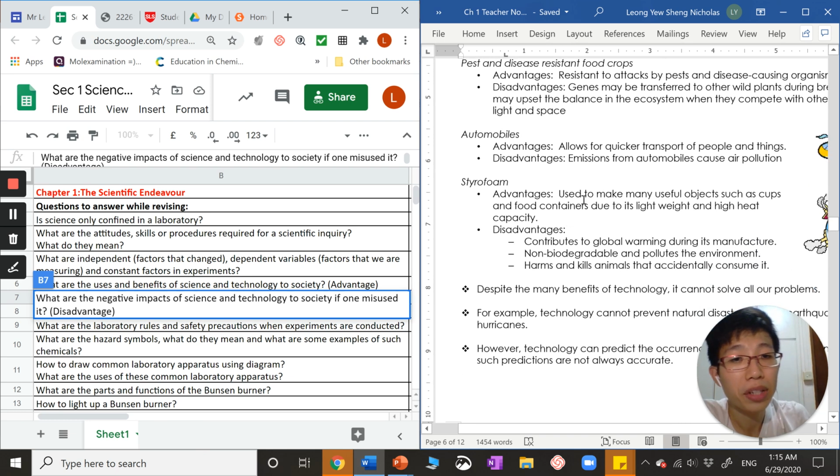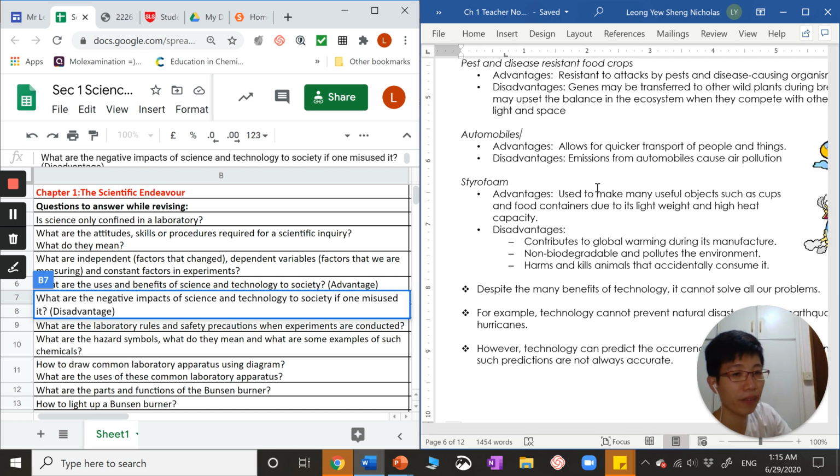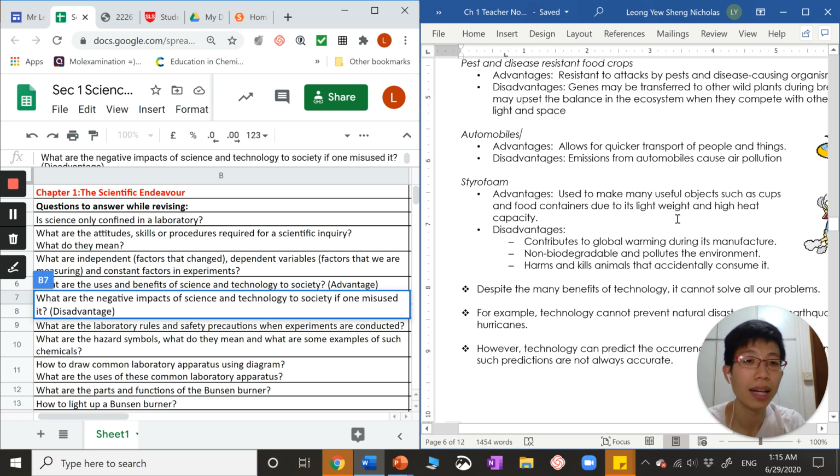But the disadvantage is that it cannot be biodegradable. Meaning, when you throw it away, it cannot decompose by itself, and it can pollute the environment by having a lot of trash piled up together. It can also harm and kill animals that accidentally consume it.